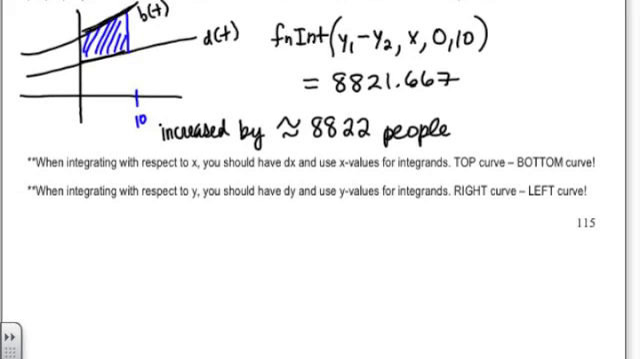All right, so I gave you a little note at the bottom. It says when integrating with respect to x, you should have dx and x values for your integrals. It should be top curve minus bottom curve. With respect to y, you're going to have y values that you're integrating, and it should be right minus left. Okay? Okay, let's go ahead and talk about volume a little bit. Do you guys feel pretty good about those?